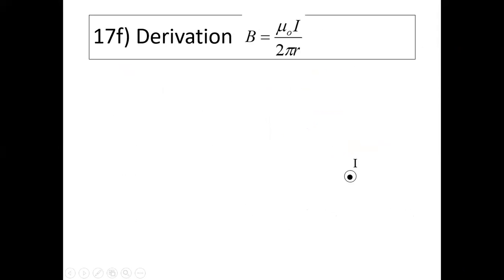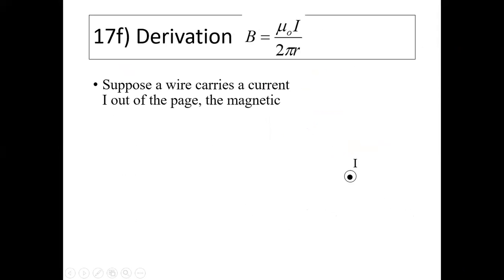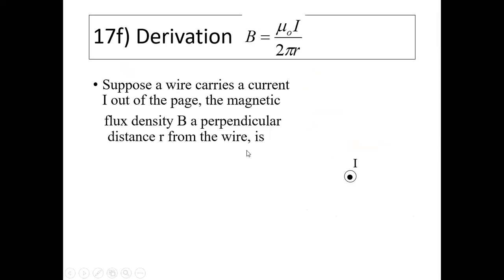How to derive it? Okay, suppose you have a wire. It carries a current I out of the page. That's your current carrying conductor. Remember, a dot can represent a magnetic field coming out, but in this case, it tells you it's a current, so you have to take it as a current coming out. That means you are looking from the top, current is coming out of the page.